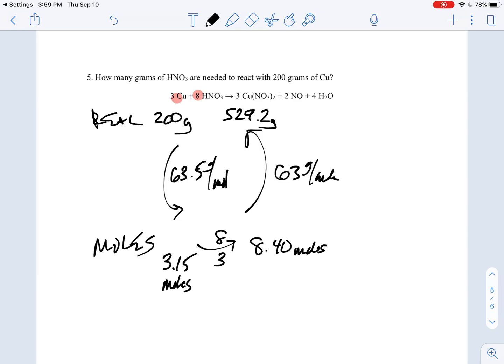Now, this would have been one of those rare cases where you would have gotten really close if you'd just gone ahead and done the 8/3. And the reason you would have gotten really close is that copper has a mass of 63.5 grams per mole, and nitric acid has a mass of 63 grams per mole.